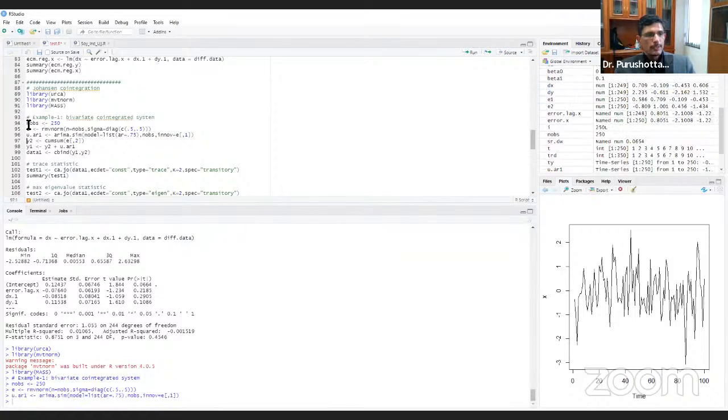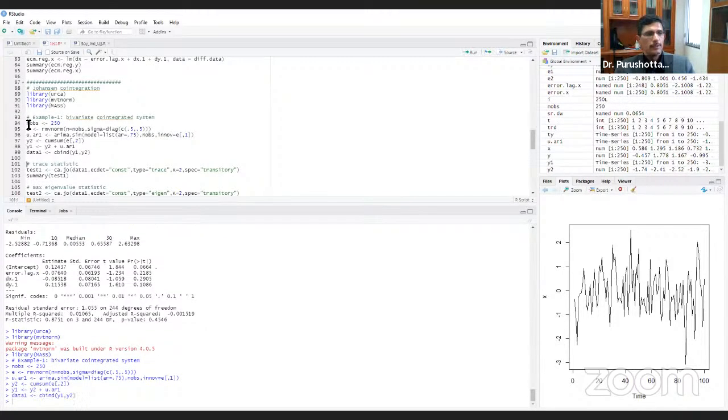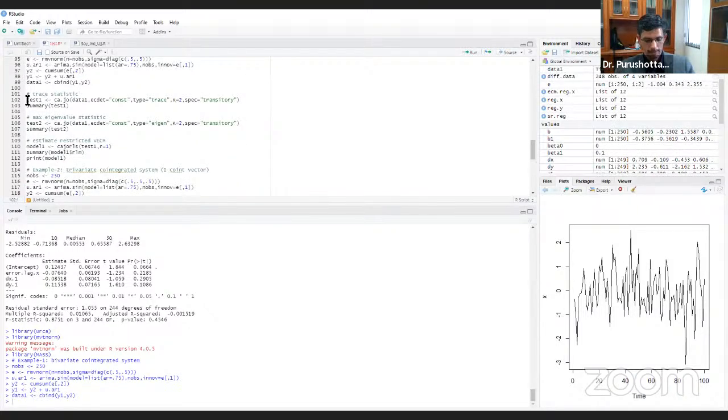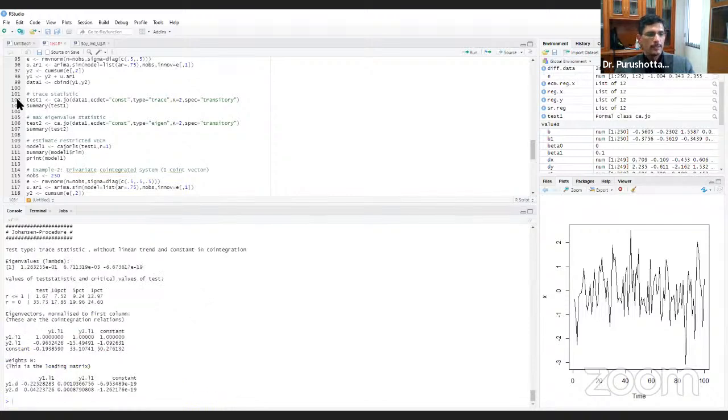Observations 50. Y1, Y2, the two series we have generated. We'll test for trace statistics. This is the result for trace statistics. This test statistic, the trace test, is again higher than the 5% critical value. So this one is rejected. We can say that there is at least one cointegrating vector.